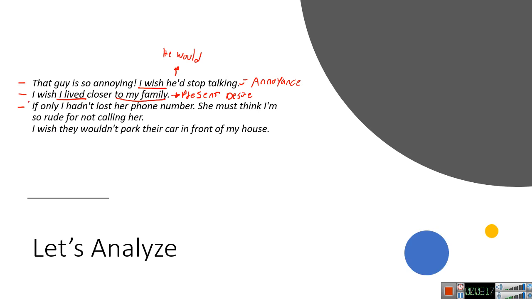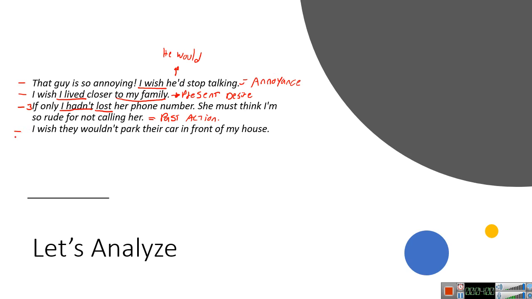So let's look at the third one. If only I hadn't lost her phone number, she must think I'm so rude for not calling her. So let's look. I use hadn't. This is past perfect. Lost, past participle again. And I'm talking about a past action. Because if I had her number, I could call her. So I wish I could change that in the past. I cannot change that in the present. But I can only think that I wish that would be different in the past. So that's why we call it a past action.